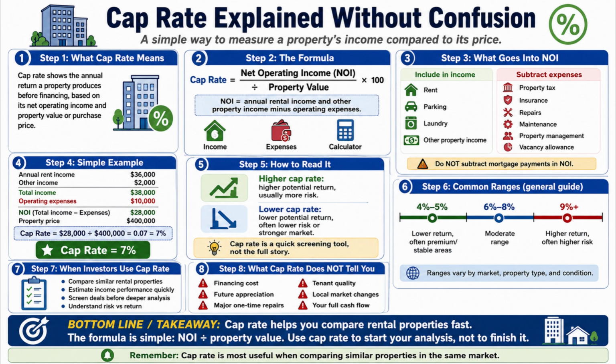For example, imagine a rental property earns $36,000 per year in rent and $2,000 from other income. That gives total income of $38,000. Then, if operating expenses are $10,000, the net operating income becomes $28,000. If the property price is $400,000, the cap rate is $28,000 divided by $400,000, which equals 7%.